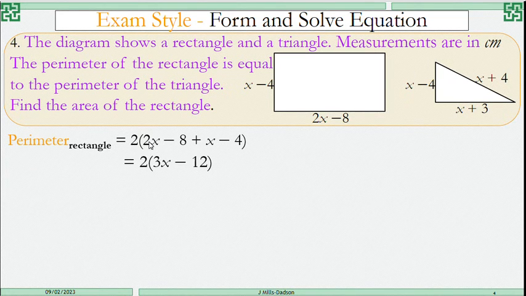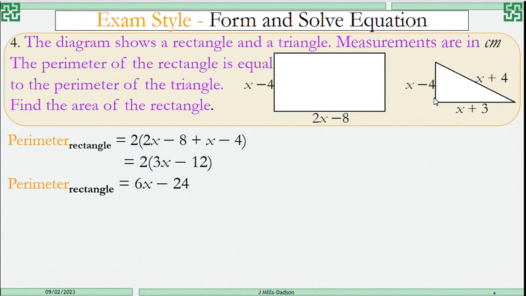Now, when I simplify what is in the bracket, I'm going to have 3x minus 12, and if I expand the bracket, the perimeter is 6x minus 24. It will be the same if you did add 2x minus 8, 2x minus 8, plus x minus 4, plus x minus 4. You get the same answer.